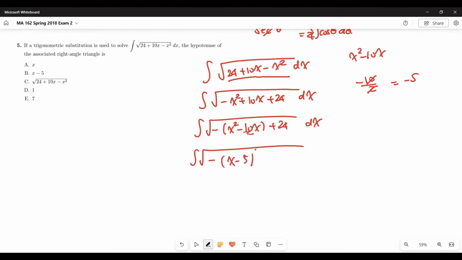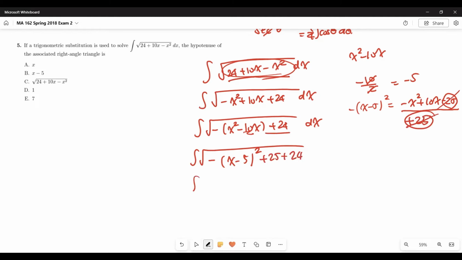Okay, so negative x minus 5 squared becomes negative x squared plus 10x minus 25, right? If you write it as negative 25, in our original equation we don't have negative 25. So what you need to do is plus 25 in order to cancel it out. So we're going to add 25, and then we have 24 in the very beginning. So this just becomes negative x minus 5 squared plus 49.